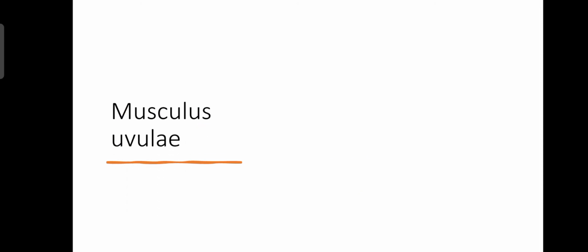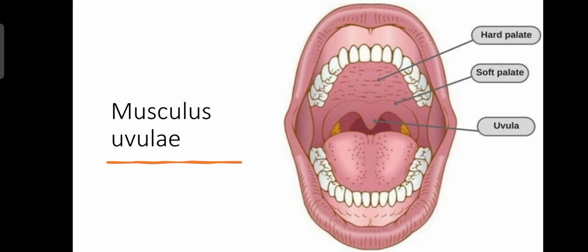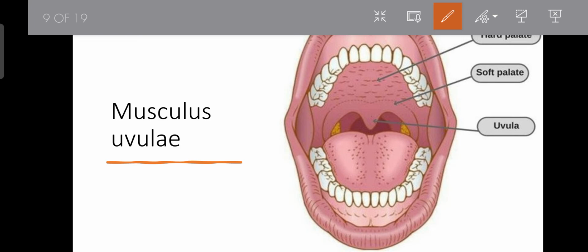Let's move to the second muscle, which is very easy, musculus uvulae. It originates, as we see here in the photo, from the palatine aponeurosis and is inserted into the uvula, and the action is shortening. Shortening means retraction of the uvula. Once the uvula is retracted, it broadens and becomes larger. This helps in closing the nasopharynx during swallowing.